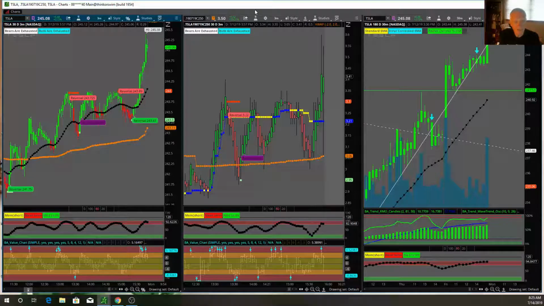So that's it for this session. Hope that helps in your development of trading methods that you use. You see, it's very simple, nothing elaborate.